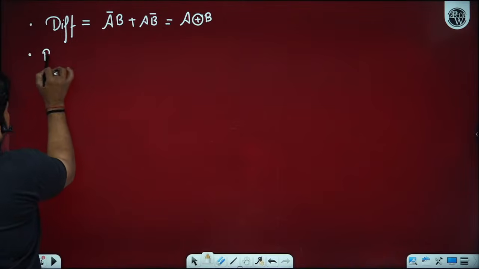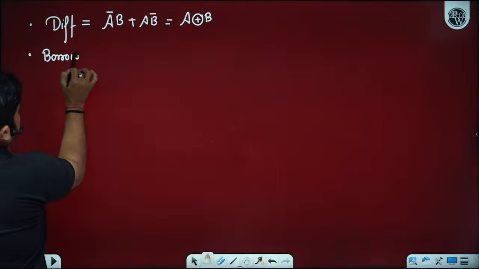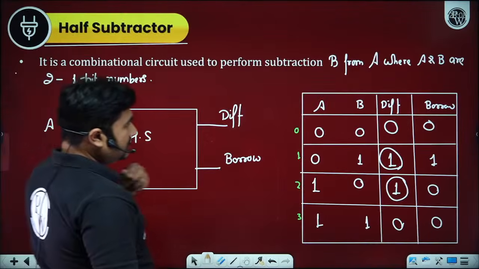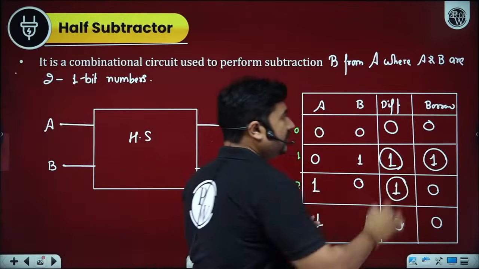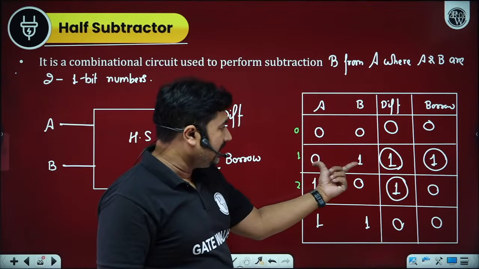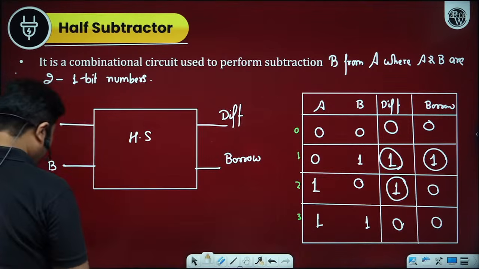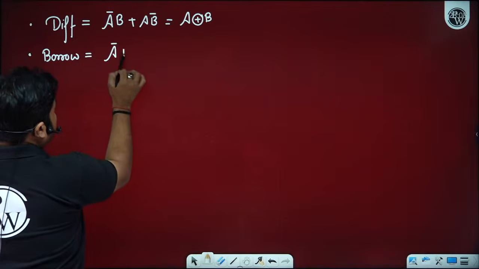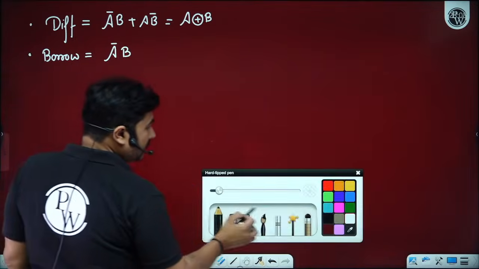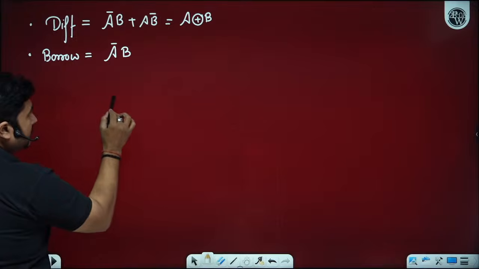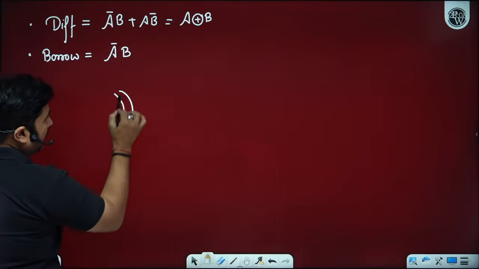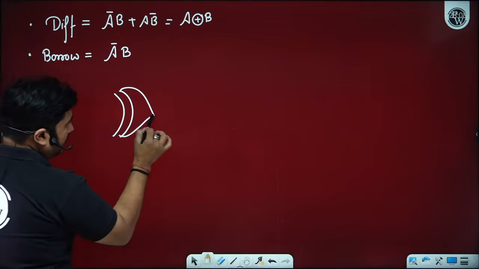A XOR B. And what about borrow, beta ji? The logical expression for borrow will become, sir, we have only one position where we are getting borrow high, and that will become A bar B. So we have a borrow, that is A bar B. How many of you able to understand the circuit for a half subtractor now?